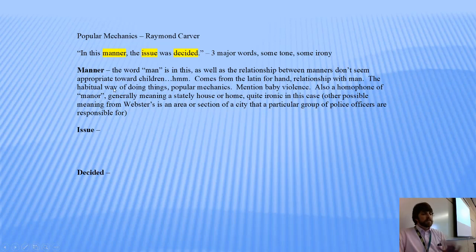Anyways, so manner very well could be something that he intends for us to hear in both ways, especially considering that the sentence itself contains irony, and that is a form of verbal irony. So he might be pushing that in the sentence as well.